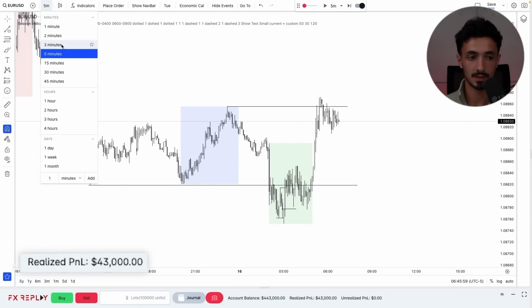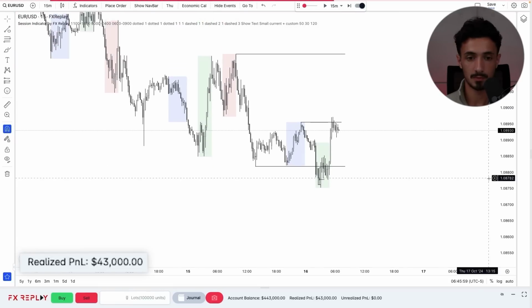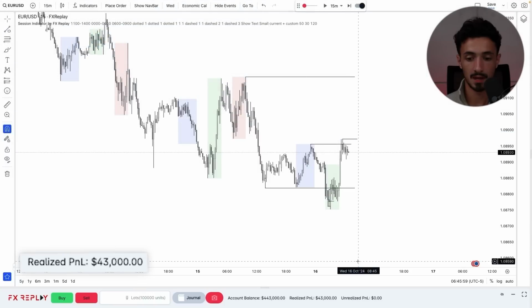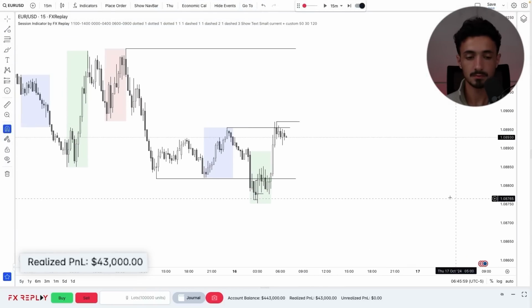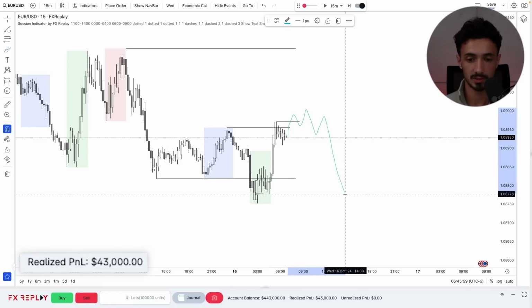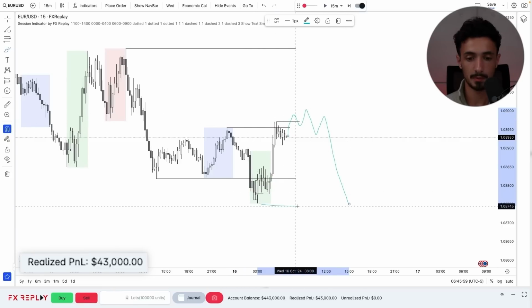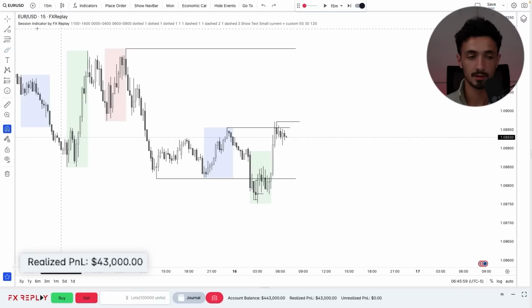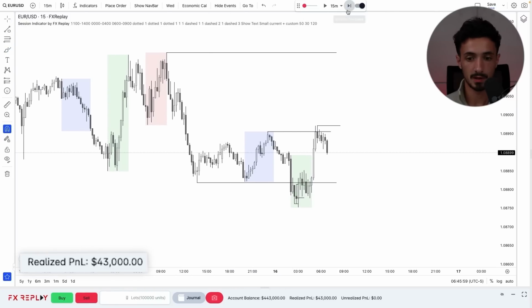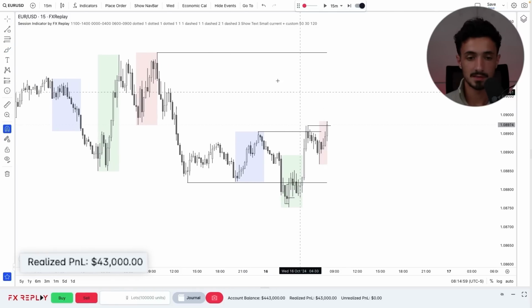So now what we want to see, if we go to the 15-minute, if you remember as yesterday, right, we want to map out our external high. So the external high would be here. And then I want to see a run on that high, a shift, and an entry. And we can look at this low, but we're also going to target our 3 risk to reward. So let's play price, 15-minute. There's the New York run.